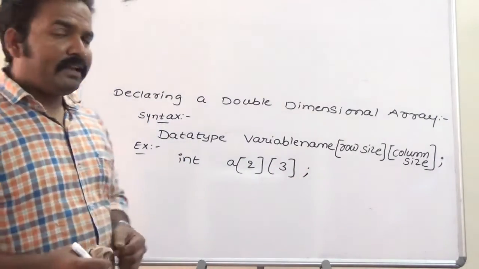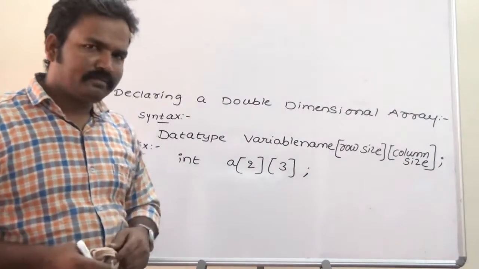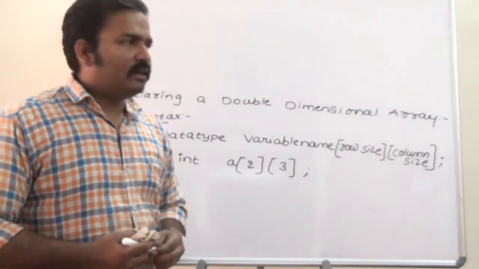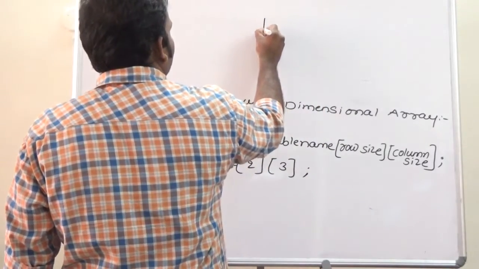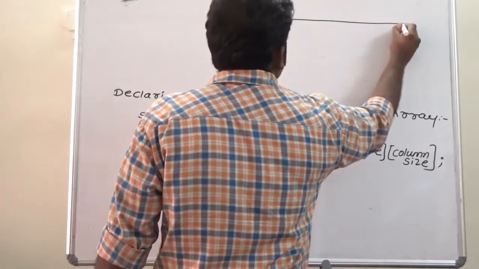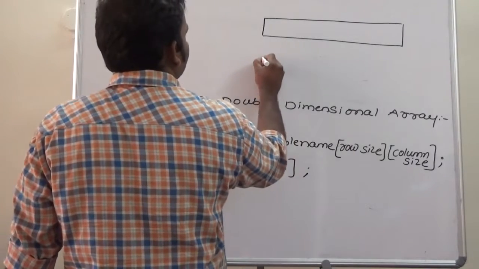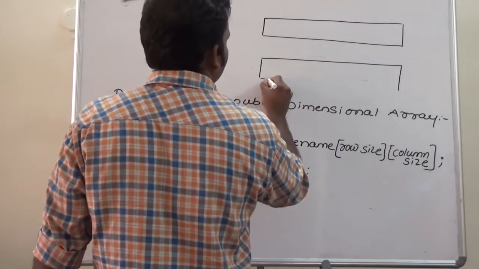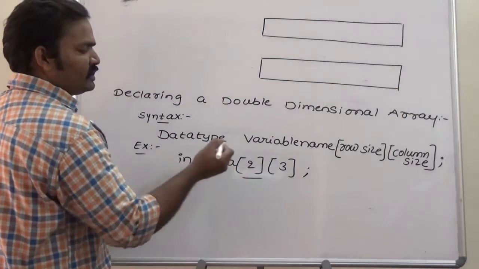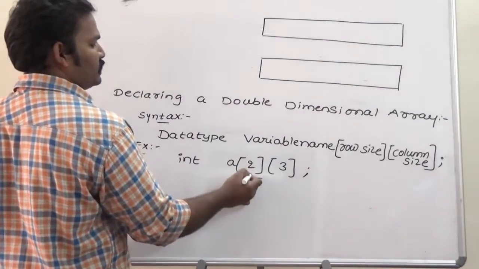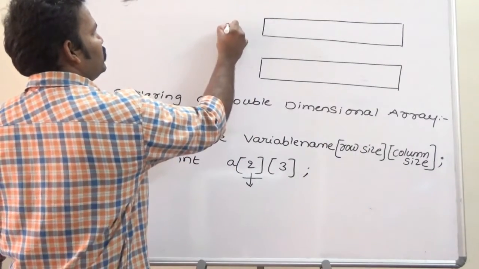When we declare an array like this, the C compiler allocates 12 bytes of memory for the A array. The internal memory representation will be like this. How many rows are there? 2 rows. Already we know array indexing starts with 0. The first subscript represents row size, then column size. So array indexing starts with 0.